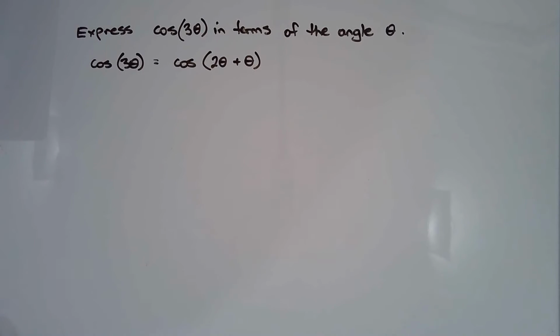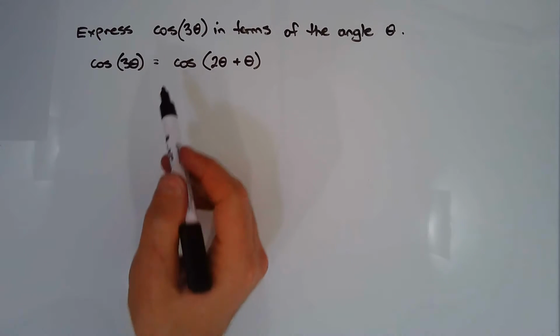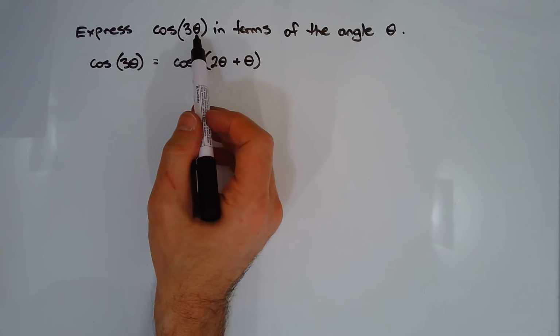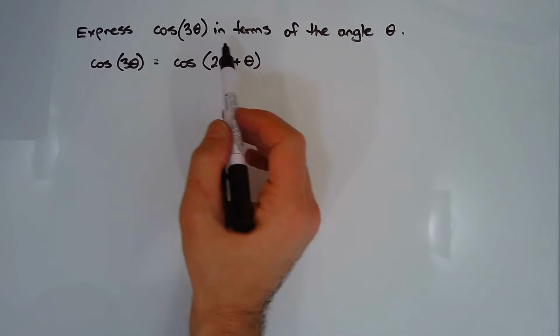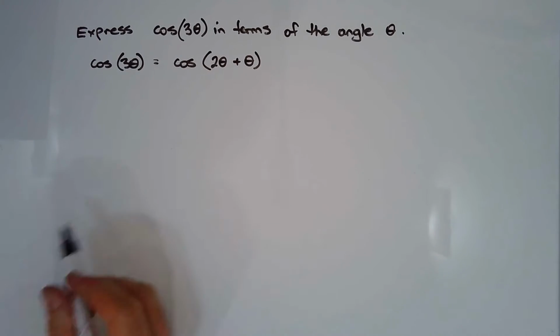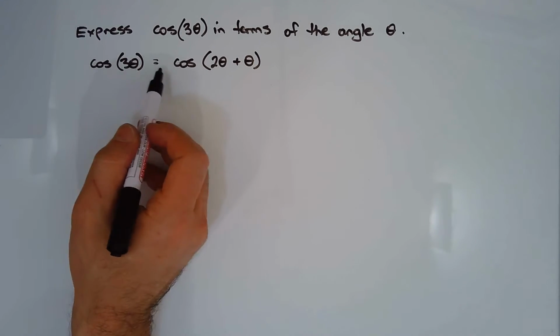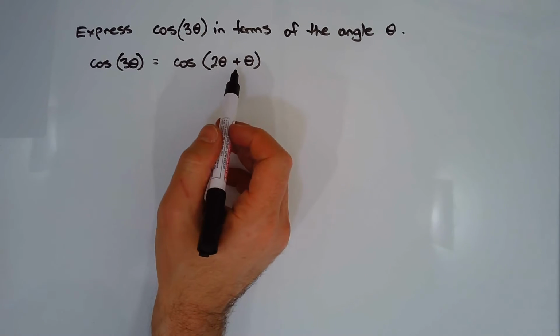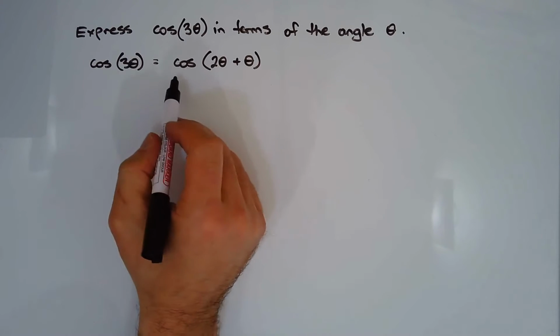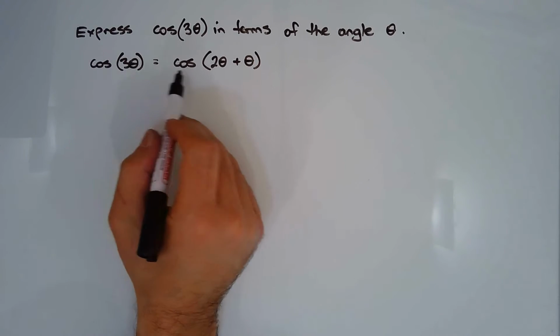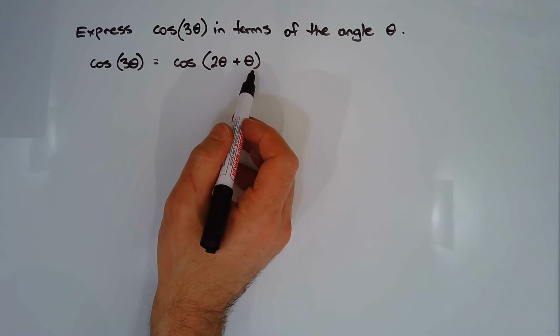In this video, we're going to apply the double angle formula to find an expression for cos of 3 theta. So this is the triple angle in terms of the angle theta. I've started off with the first line here. Cos of 3 theta could be expressed in terms of a compound angle, or the sum of two angles. So cos of 3 theta equals cos of 2 theta plus theta.